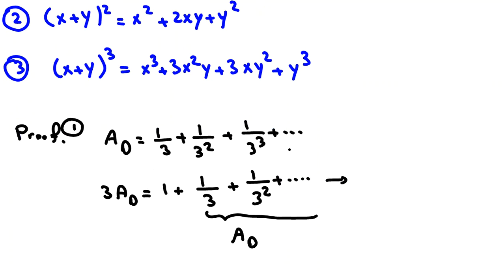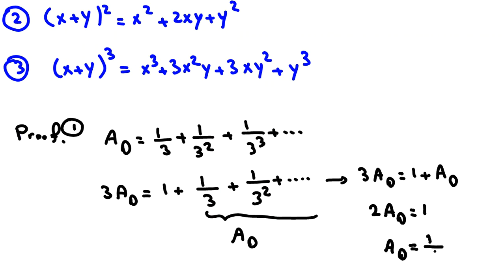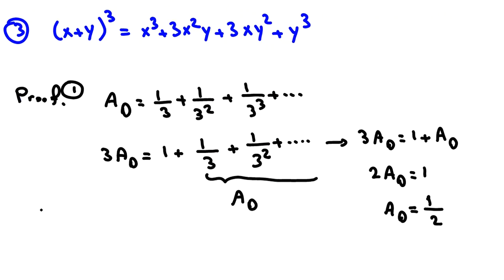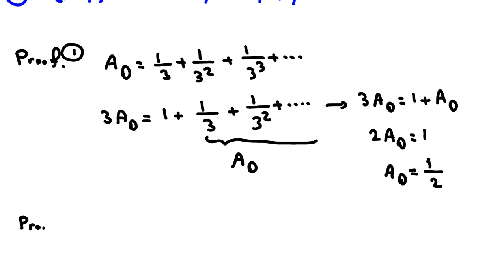So it has also another solution or another proofs. We want to use this one, the most basic one. So 3A0 equal to 1 plus A0. If you subtract A0 from both sides, 2A0 equal to 1 and A0 equal to 1/2. Now let's prove second identity.